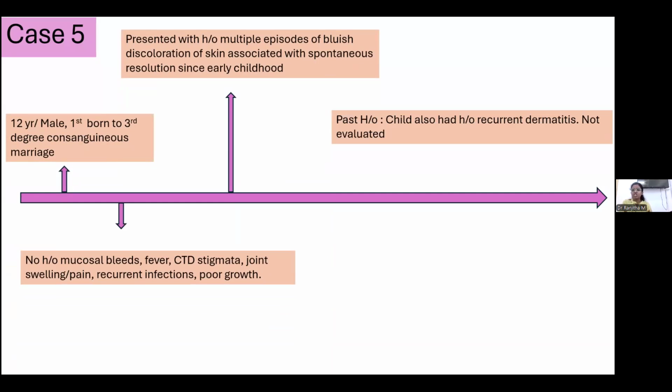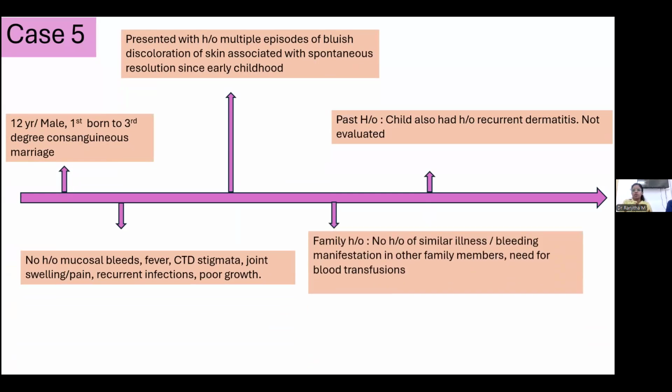Significant past history is that the child also had recurrent dermatitis, which was not evaluated. He didn't have any mucosal bleeds, fever, connective tissue disorder stigmata, joint swelling or pain, recurrent infection, or poor growth. Family history was not significant. No history of similar illness or bleeding manifestation in other family members was noted.